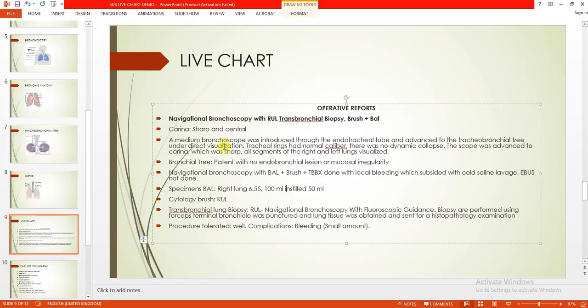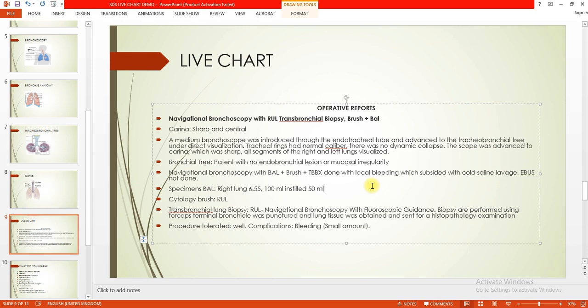Next, we need to code for navigational bronchoscopy. See here, this is the keyword for navigational bronchoscopy. Basically we have four keywords. One is navigational bronchoscopy. Always remember you can't code from the heading of the operative report. We need to code from the physician documentation. See here: navigational bronchoscopy with BAL plus brush plus TBLB done with local bleeding which subsided. This is the confirmation that the physician has performed these four procedures.